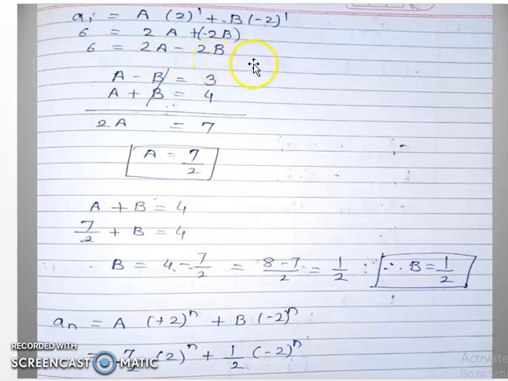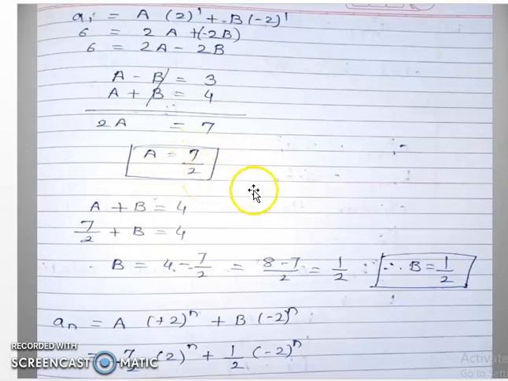Then this second equation and the first equation we solve, that is a minus b is equal to 3, this second equation, and we write down the first equation, a plus b is equal to 4. When we solve these two equations, minus b and plus b cancel, a plus a, answer is 2a, is equal to 3 plus 4, answer is 7. Therefore, we get the value of a is equal to 7 divided by 2.